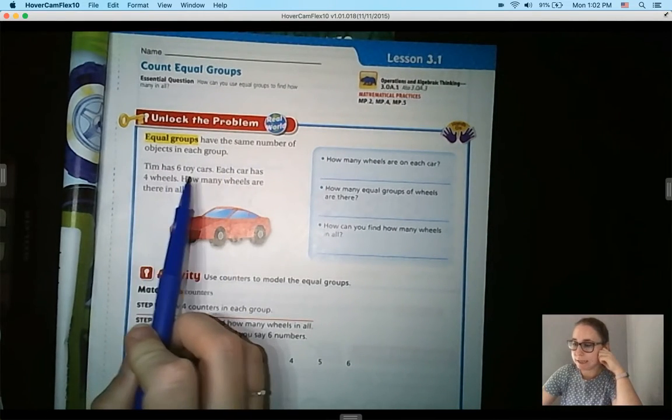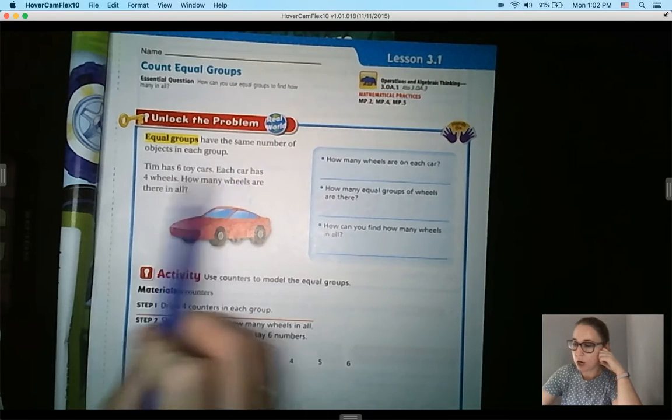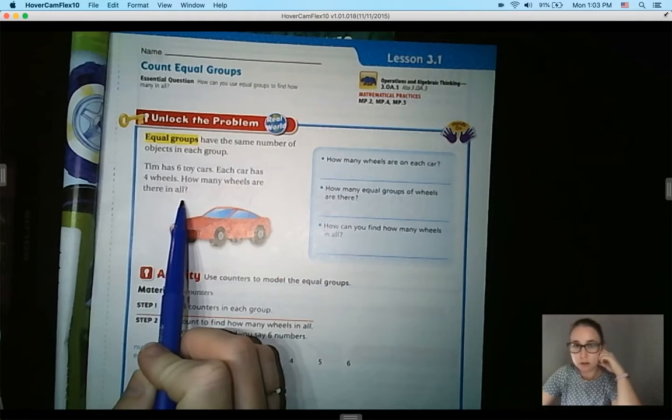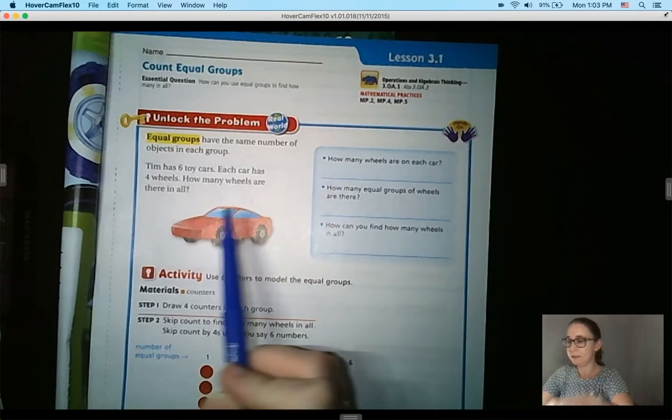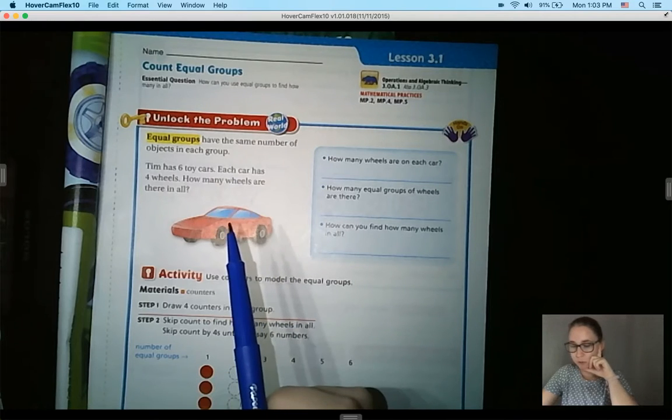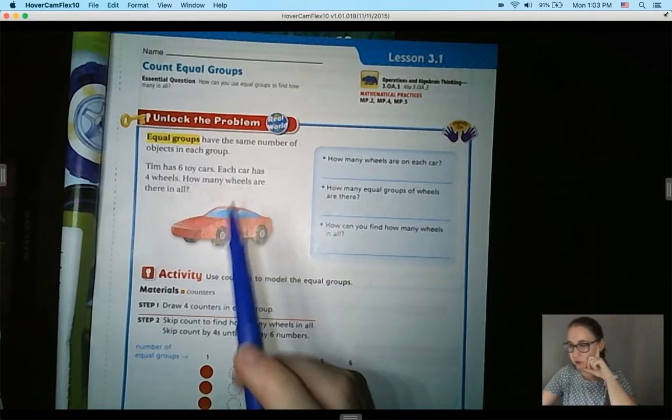Tim has 6 toy cars. Each car has 4 wheels. How many wheels are there in all? So I'm looking at my problem and I'm thinking, what do I have? What do I need to find out? And what is my question?